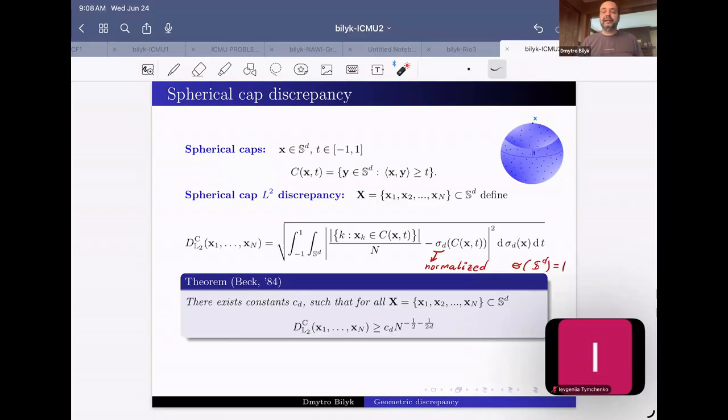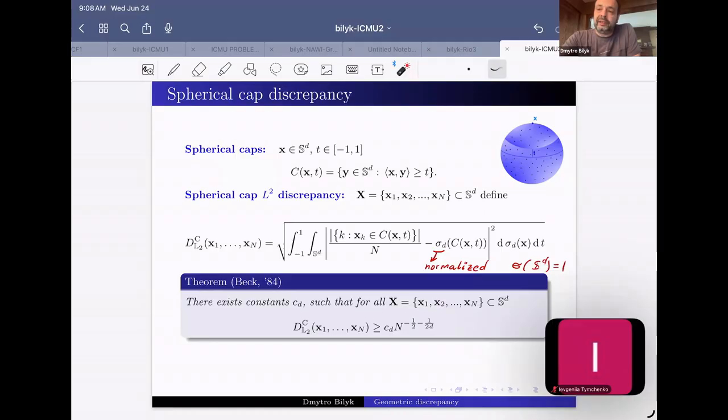Okay, and in this lecture, we will just deal with the L2 discrepancy. Of course, it's natural to define the extremal discrepancy and look at the supremum with respect to all caps, but we'll just look at the average with respect to all caps. Of course, it gives a lower bound for this supremum. Okay, so we'll look at this very specific L2 average.